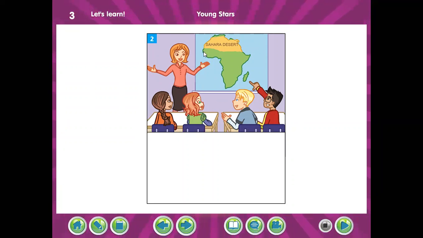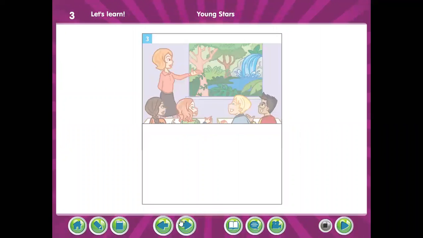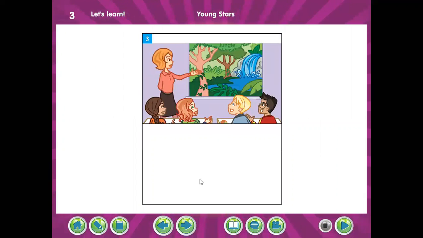It's really, really big. Okay, let's continue with picture 3. Look at picture 3. Now, they are talking about jungles, no? Okay, jungles. What is the characteristic of jungles? In the desert, the characteristic is that deserts are the driest places in the world. The driest. What is the characteristic of the jungle?